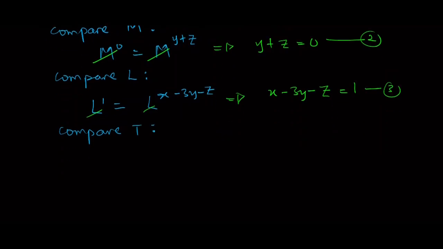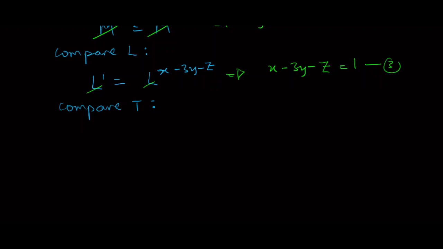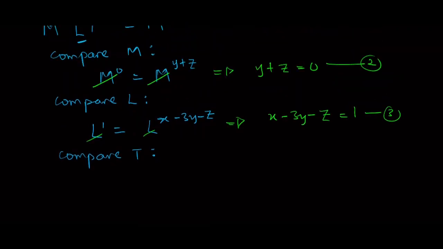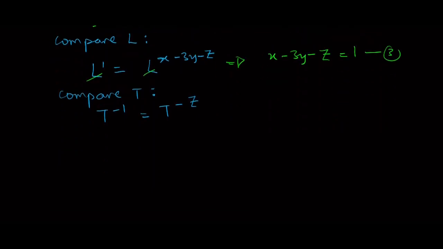So if you try to compare t on both sides of the equation, the t on the left hand side is t raised to the power minus 1, while the t on the right hand side is t raised to the power minus z. In this case, the t will also cancel out, because they have the same base. Then we are going to be left with minus z is equal to minus 1, and our z is going to be equal to 1, since we divide both sides by minus 1.